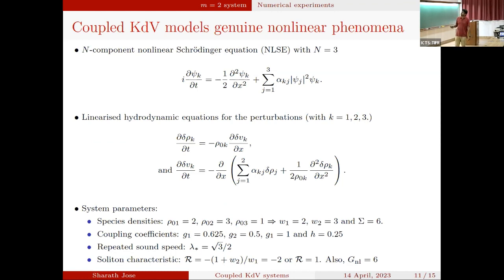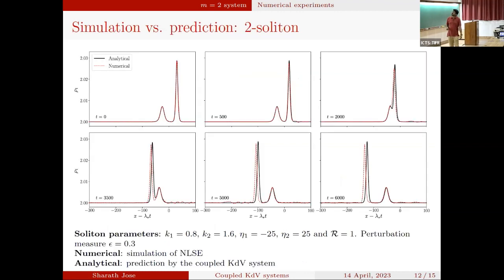First up, I'm going to fix the nonlinear Schrodinger equation. We are going to work with 3 components because M was equal to 2 in the previous system. I also give you the linearized hydrodynamic equations. This is to highlight the fact that nonlinearity is essential to capture the observations that we do see. First up, I will show something with a 2 soliton. What you see as analytical is the prediction given by the KdV system, and numerical is a numerical solution of the nonlinear Schrodinger equation.